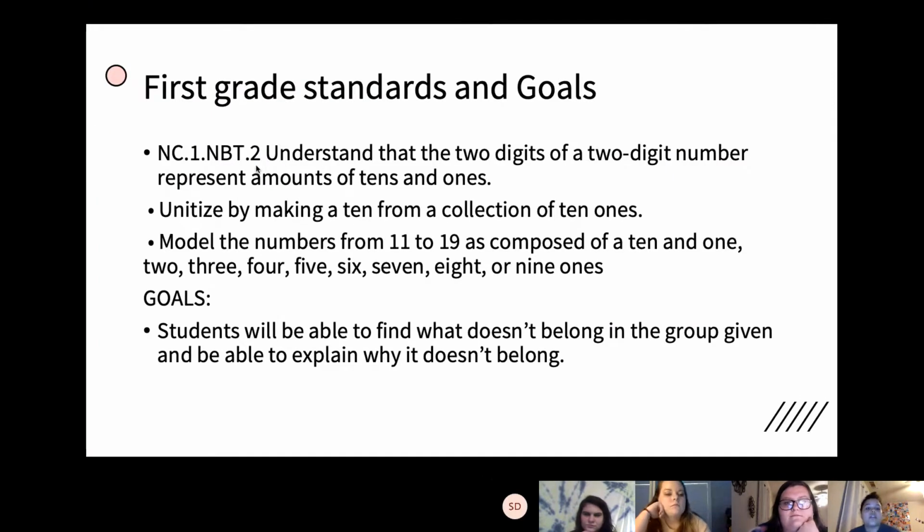So the first grade standards and goals that I found were in 1.NBT.2. Understand that the 2 digits of a 2-digit number represent amounts of tens and ones. Unitize by making a 10 from a collection of 10 ones. Model the numbers from 11 to 19 as composed of a 10 and 1, 2, 3, 4, 5, 6, 7, 8, or 9 ones. Goals for this would be students will be able to find what doesn't belong in the group given, and will be able to explain why it doesn't belong.